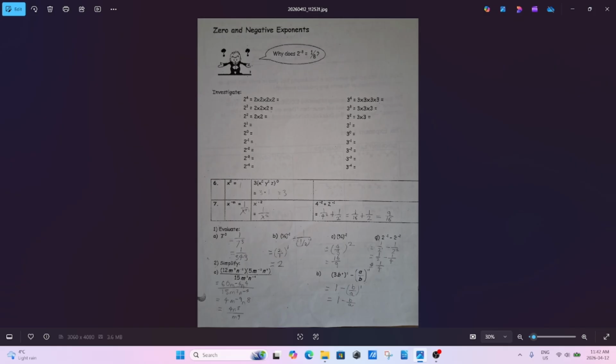And 2 to the negative 1 just means 1 divided by 2. 2 to the negative 2 just means 1 over 2 to the 2. And then 1 over 2 to the 3 for 2 to the negative 3. And then 1 over 2 to the 4 for 2 to the negative 4.